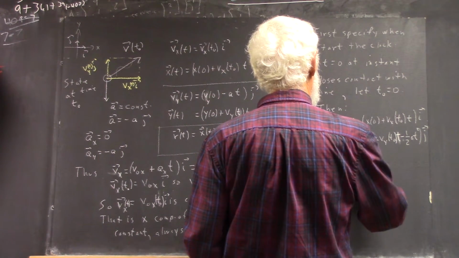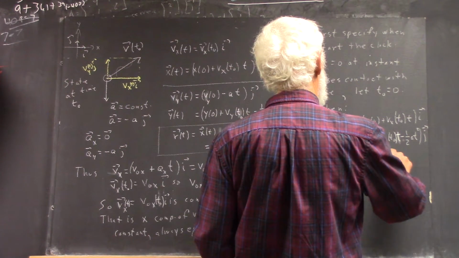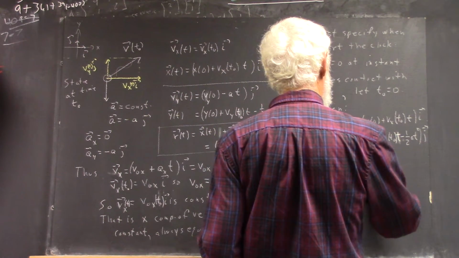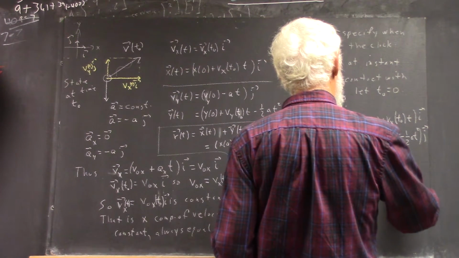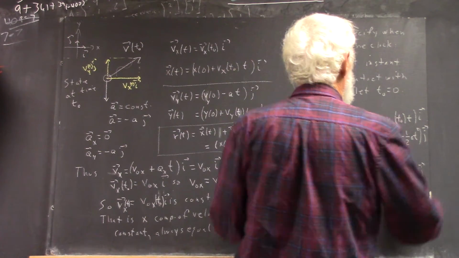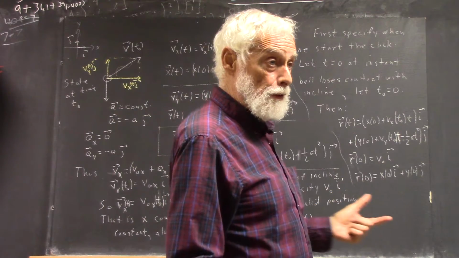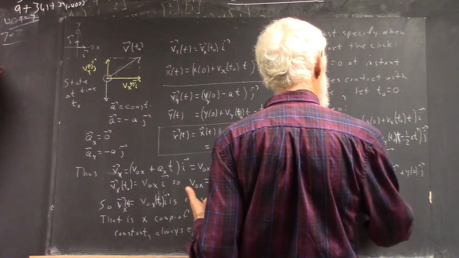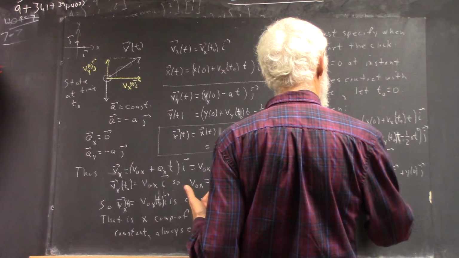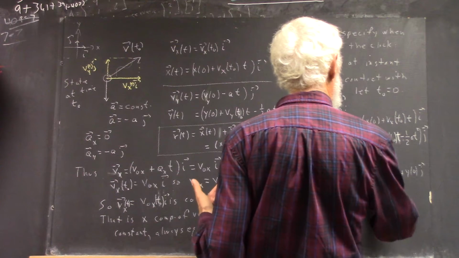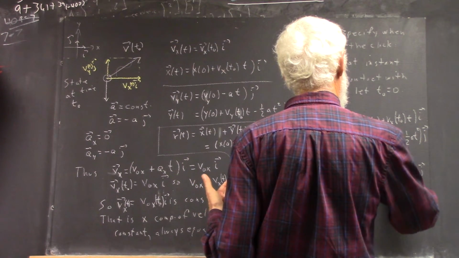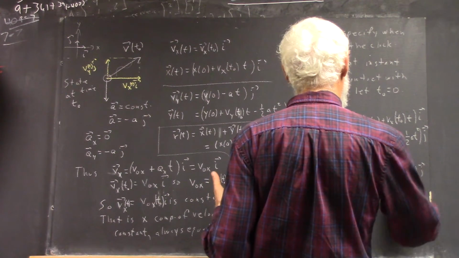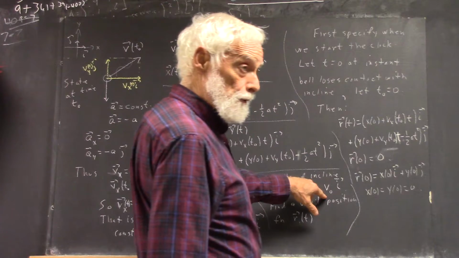I can write it out this way. r of 0 equals x of 0 i plus y of 0 j, because every other term in this entire expression has a t on it. Then r of 0 doesn't equal v naught i, r of 0 equals 0. So x of 0 equals y of 0 equals 0. What I want to apply is this condition.